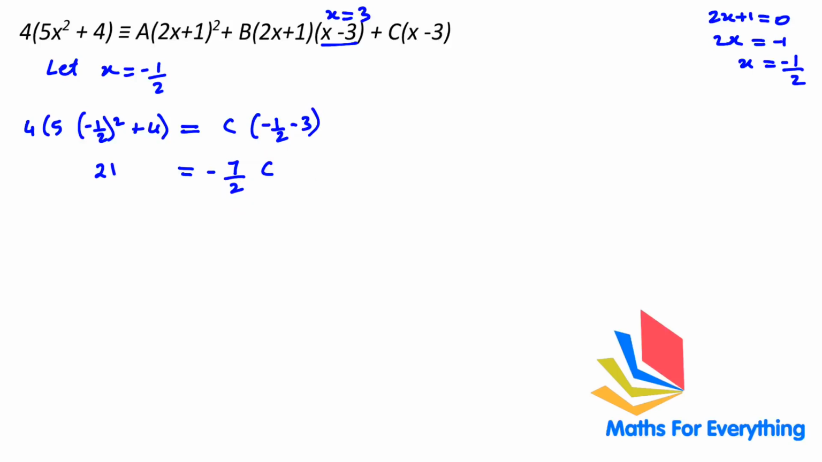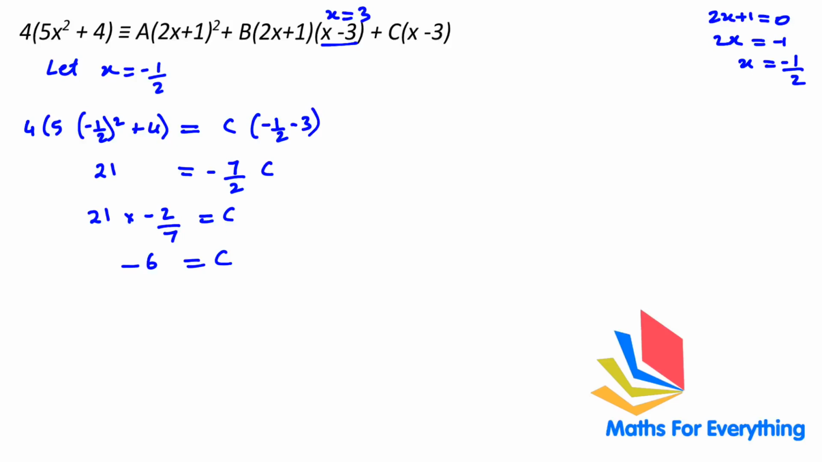You have to make c the subject. For doing that, if this is a divide, when you bring to the other side, the denominator goes up and the numerator comes down. So 21 multiplied by negative 2 over 7 is our c. Put this in the calculator and you will get negative 6 is equal to c.